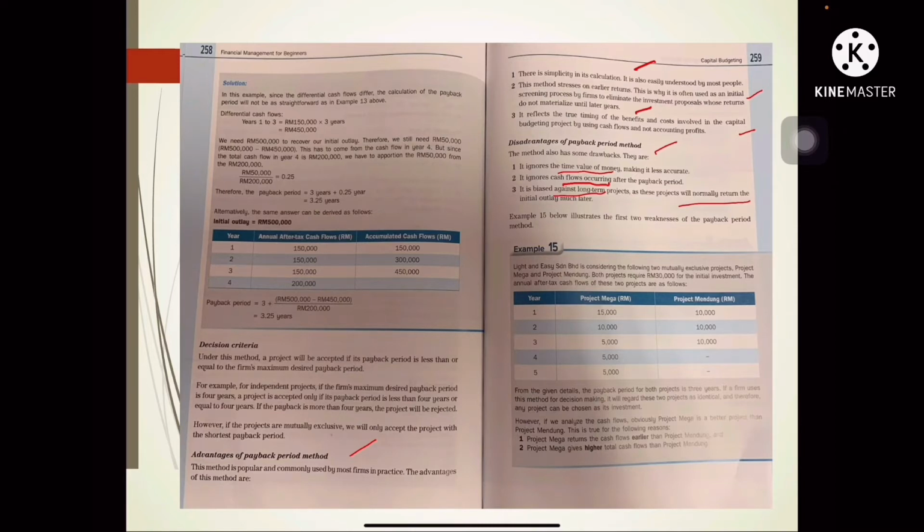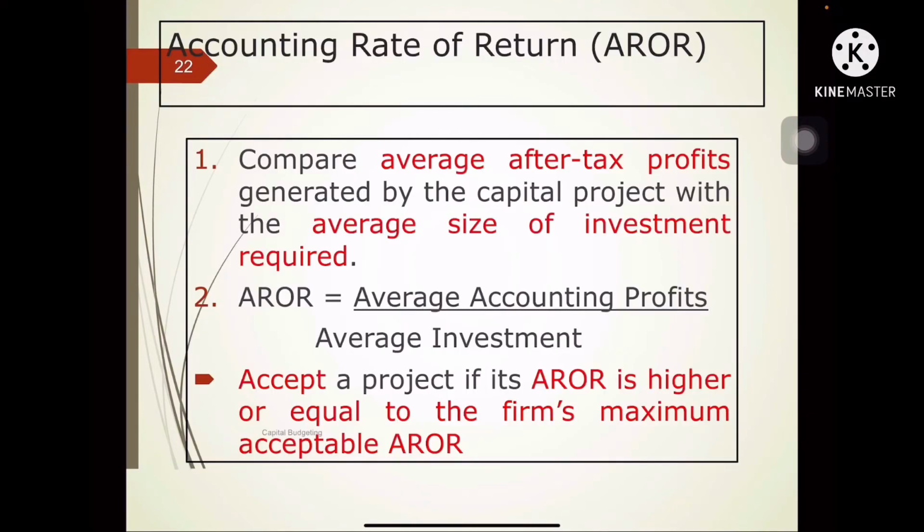Alright, so for example 15, you may do it by yourself. Now we move on to the other technique, accounting rate of return, or ARR. What we are going to do here is compare the average after-tax profit generated by the capital project with the average size of the investment required. So our formula is average accounting profit divided by average investment.